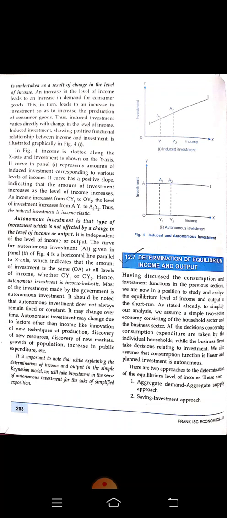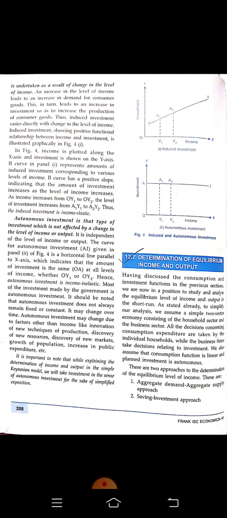Where the opposite forces come into balance, that is called equilibrium. Here, income and output are what they are talking about. There are two approaches to the determination of the equilibrium level of income. One is the aggregate demand, aggregate supply approach. Another is the savings and investment approach.